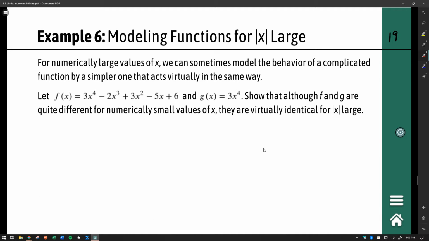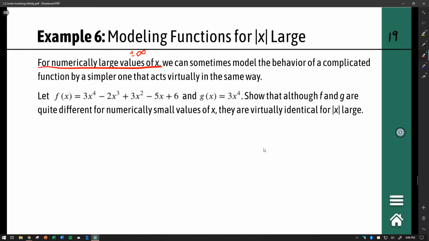So we're going to begin with an example. It's in modeling functions for the absolute value of x very large. For numerically large values of x, we can sometimes model the behavior of a complicated function by a simpler one that acts virtually in the same way. But notice again, for numerically large values of x, that's what we're talking about here. In other words, we're talking about infinity and negative infinity.